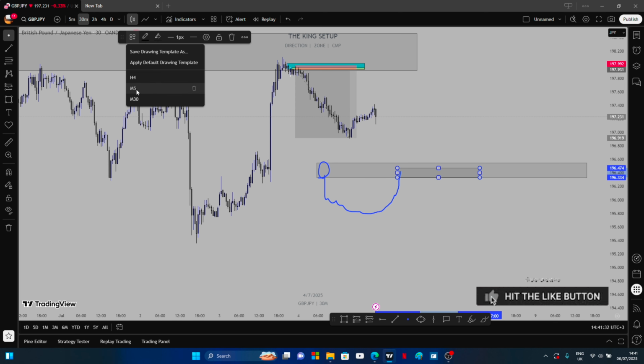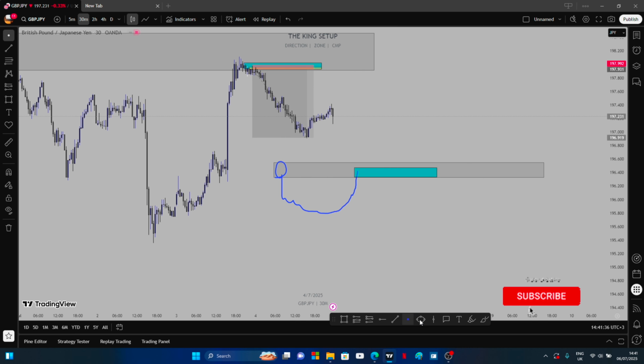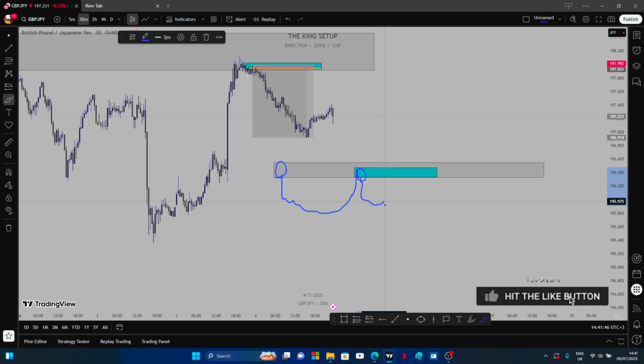So let me change to blue. This blue zone is M30. We will also be waiting for the market to create an engulfing on M30, or engulfing fill on M30, and we will be waiting for the market to get inside that M30 zone. So let me change that to red. So this is H4, M30.